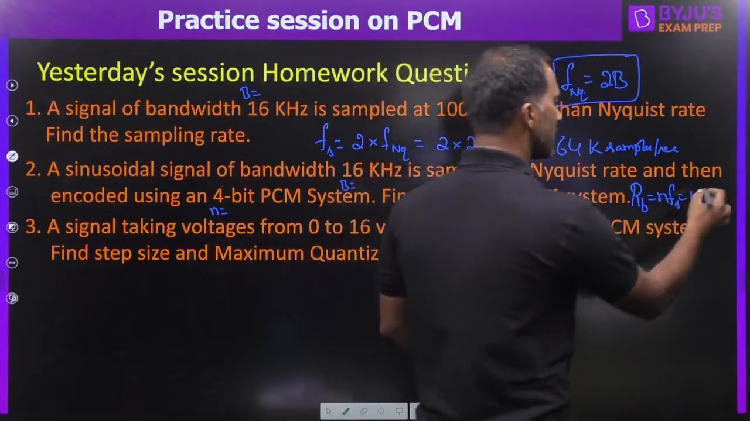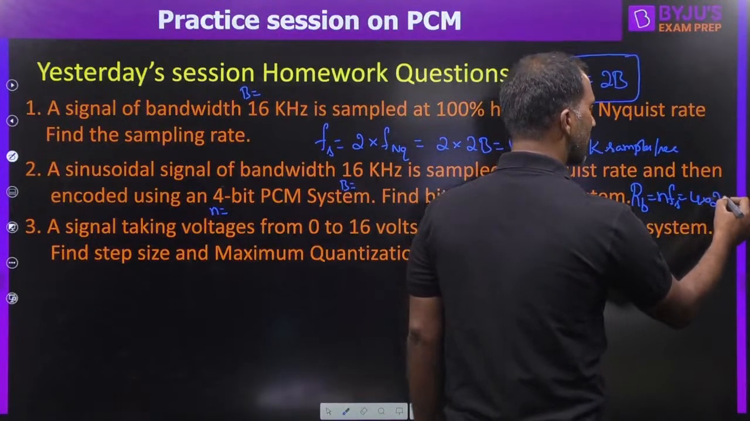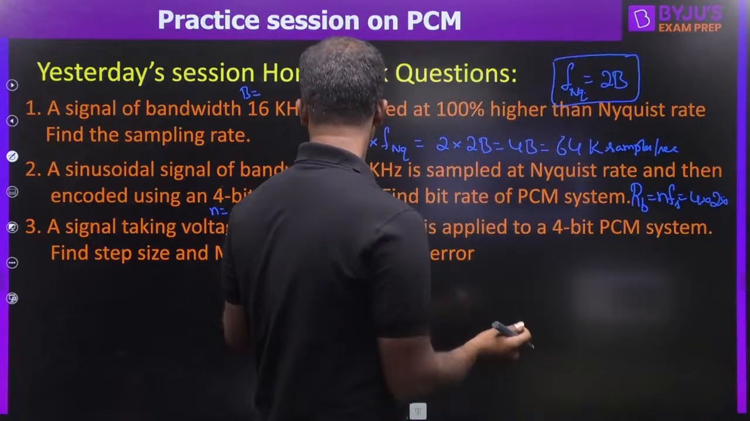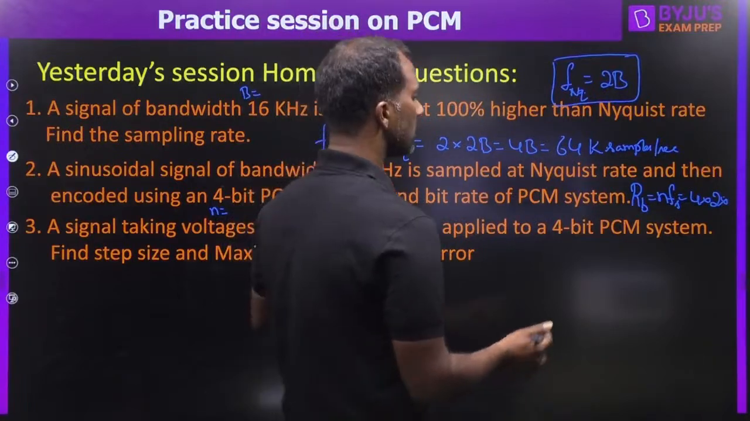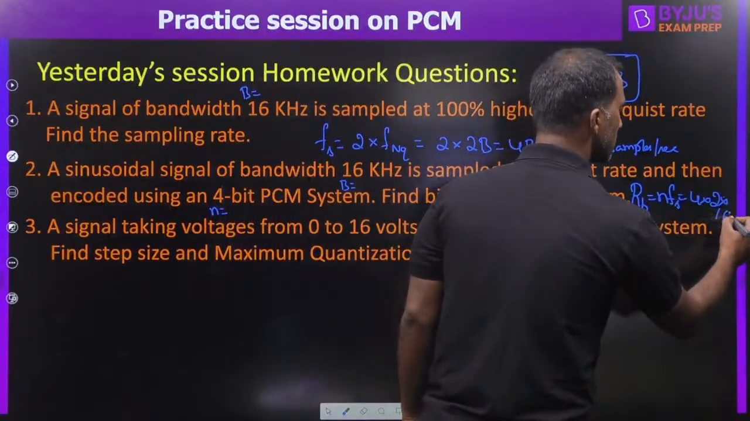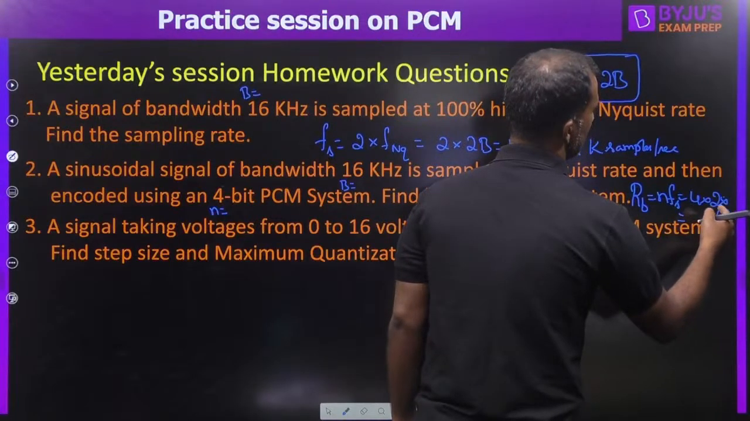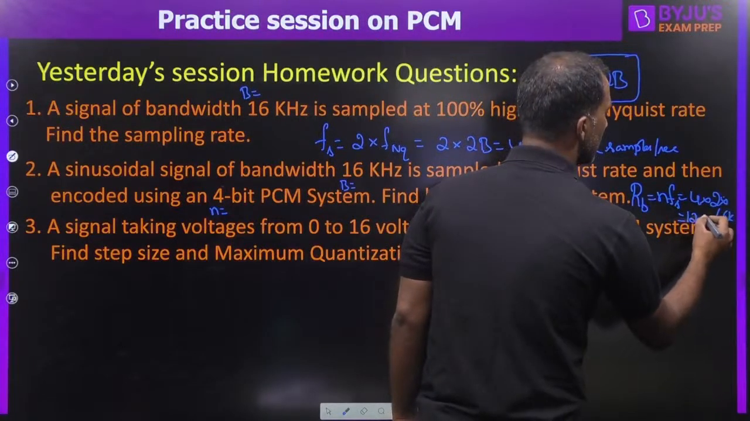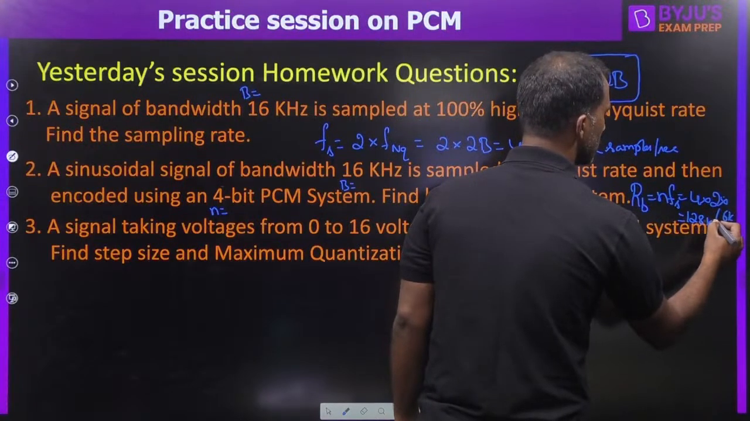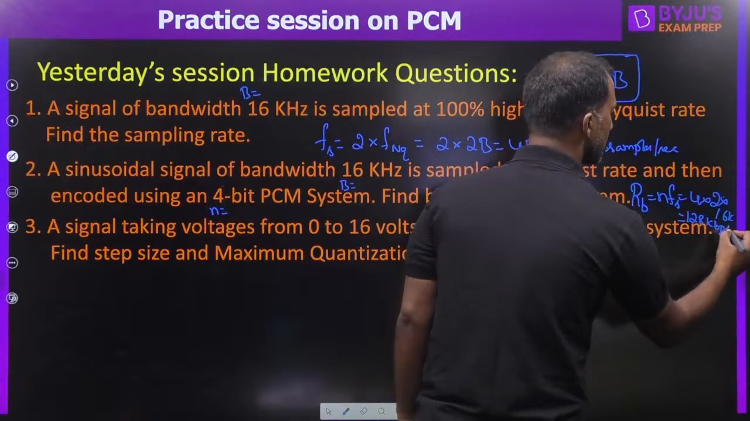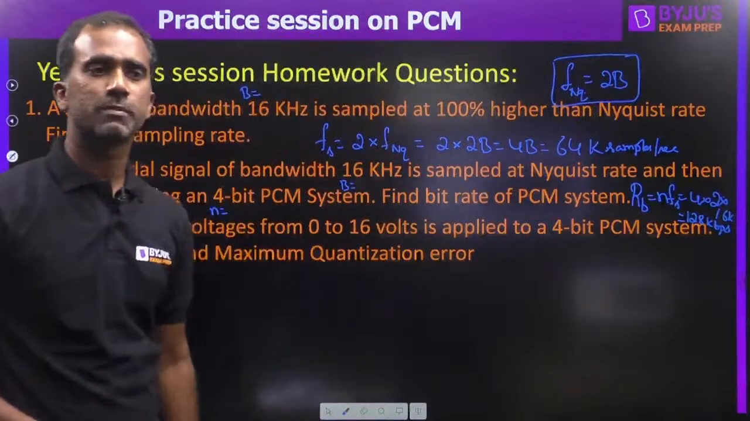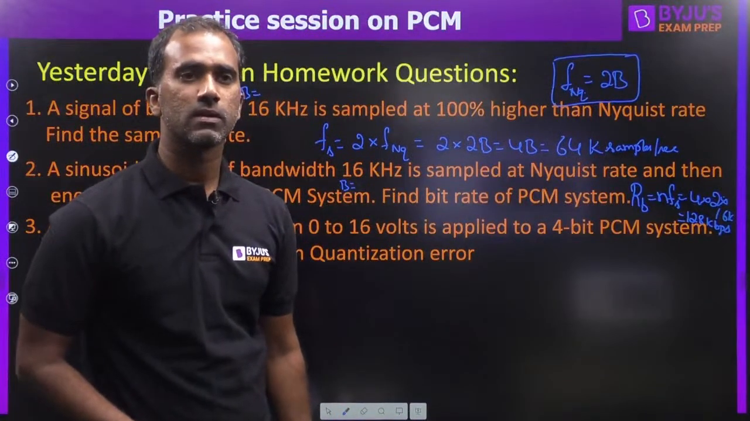Fs is the same as the Nyquist rate. Nyquist rate is equal to 2 times bandwidth. And what is the bandwidth? Bandwidth in this case is 16 kilohertz. 2 into 16 kilo, so 4 2s are 8, 16 4s are 64, into 2 is 128 kilo. Bit rate unit is bits per second. So the answer is 128 kilobits per second. Is that okay?